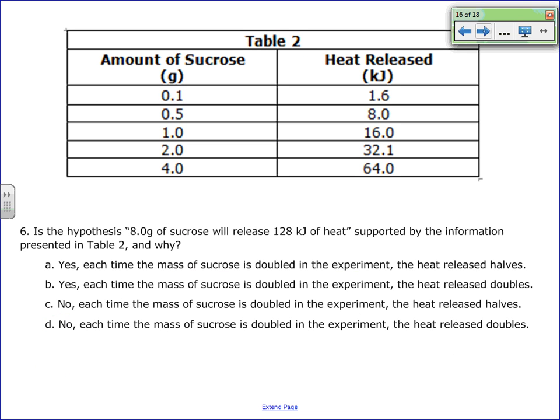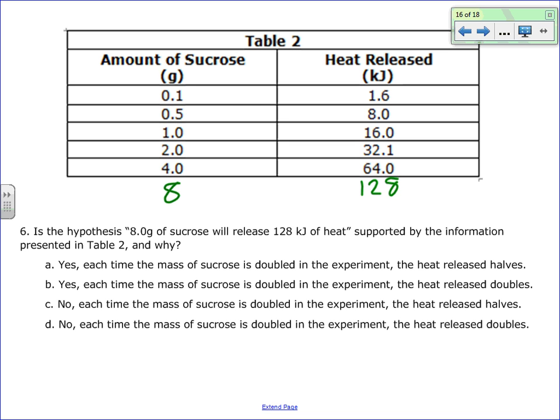The hypothesis is: 8 grams of sucrose will release 128 kilojoules of heat. Is it supported by the information? Let's take a look at the information. Is this true or false? True. How did you get true? Because I saw that it's saying that 8.0 grams of sucrose will release 128 kJ, and this said it's supported by the information. And then I just eliminated no.